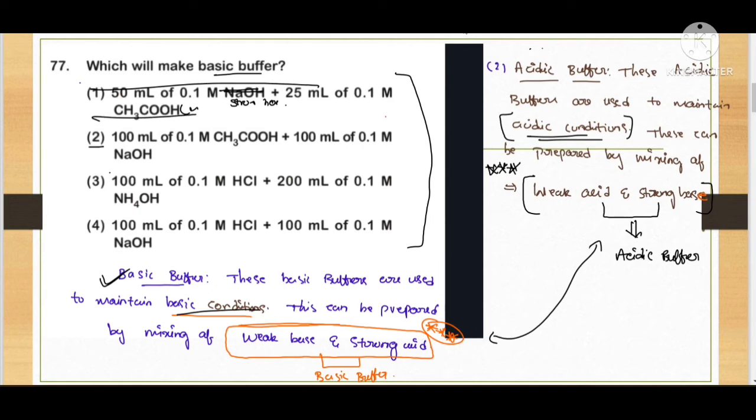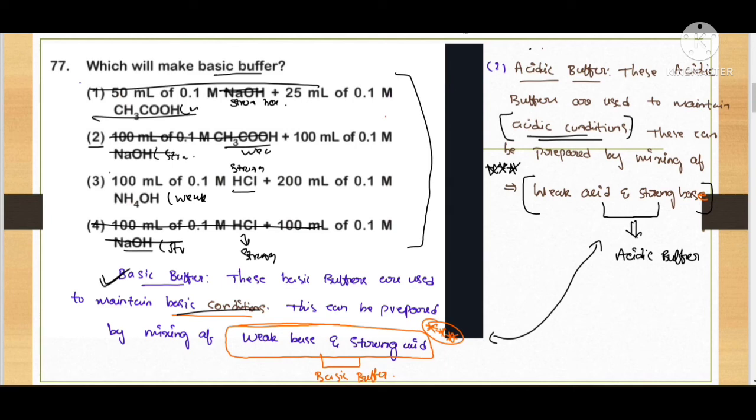Now let us verify option 2. Here, weak acid and strong base. This option is also eliminated. Why? Because we require a weak base and a strong acid. Option 3: strong acid is present and weak base is also present, so option 3 obeys the basic buffer condition. Now let us verify option 4. Here, strong acid and strong base. So option 4 is also eliminated.